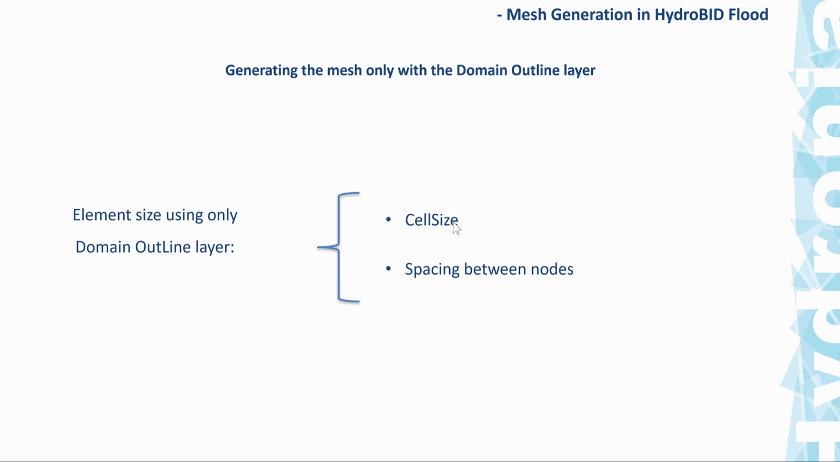So when using only the domain outline layer, the only factors that are used, or the only parameters that are used, is the cell size of the domain outline polygons and the spacing between nodes. There are no refinement, there is no creation of raster layer or anything else.